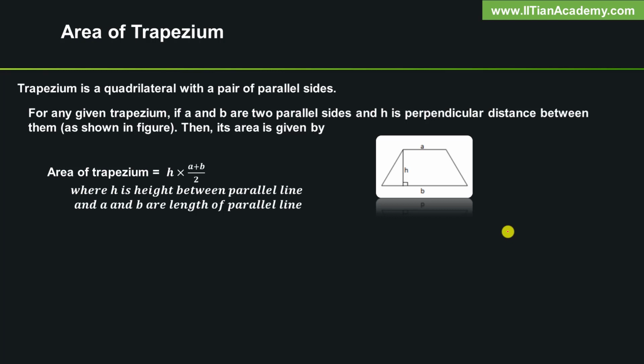In this slide, we will learn to calculate the area of a trapezium. We know that a trapezium is a quadrilateral with a pair of parallel sides. Let us remember the formula for the area of a trapezium. If A and B are two parallel sides and H is the perpendicular distance between them, as shown in the figure, then its area is given by height into half of the sum of the two parallel sides. Hence the area of the trapezium is H into half of A plus B.